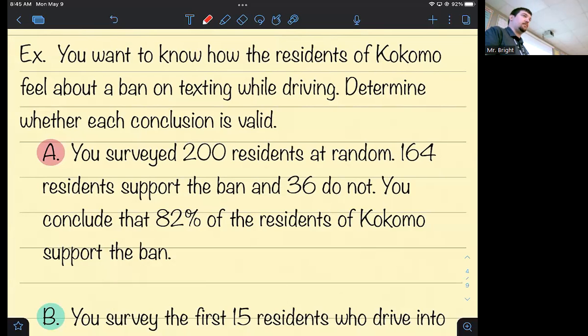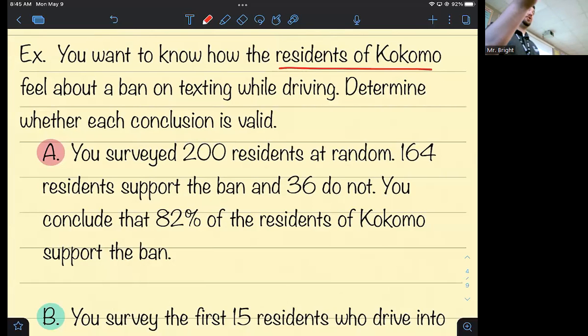What's our population? Who does it consist of? Kokomo residents. Okay, the 200 is our sample. So we have to make sure that, number one, the sample includes all aspects of that population.